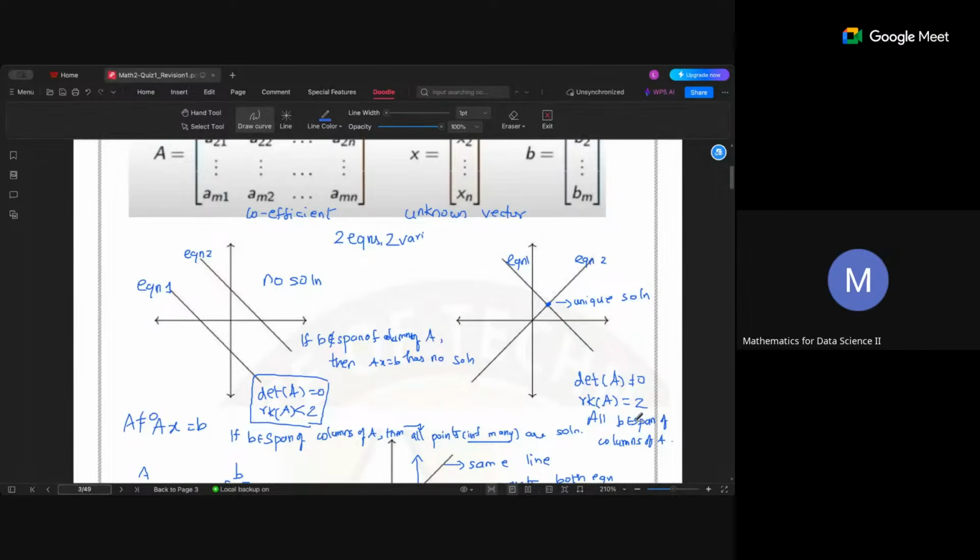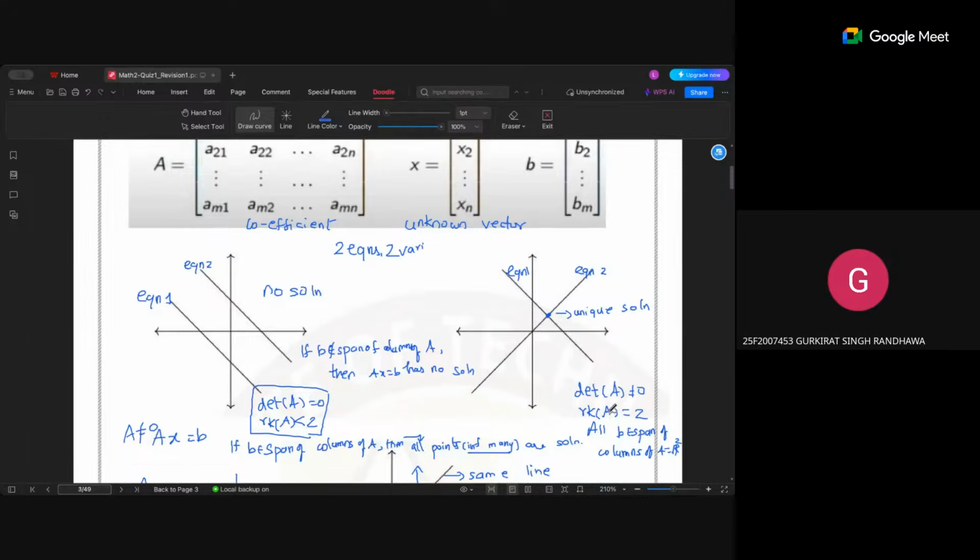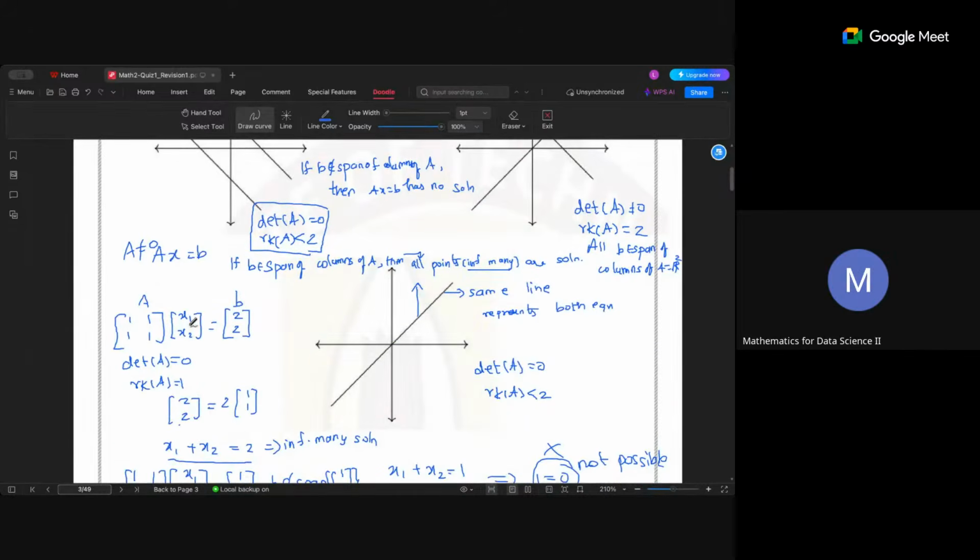Because your rank is 2, all B will be in the column space. What is the span of the columns of A? It is simply R2, the entire R2. Rank 2 means the column space is the entire R2, so any B is already in the column space. There is nothing to worry about regarding what your B is in this case. And can you represent it in equation form? Like an example like this.